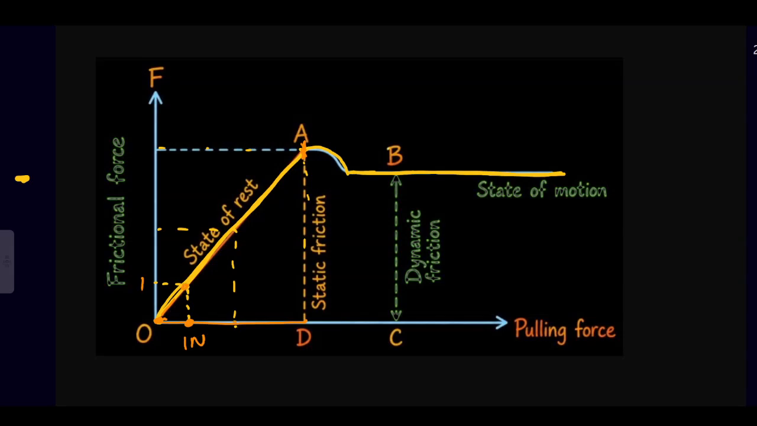Next, let us say you applied 5 newtons. Is the body moving? Still it is not moving. That means what? Tell me how much the frictional force is? 5 newtons only. So this is the 5 newtons.